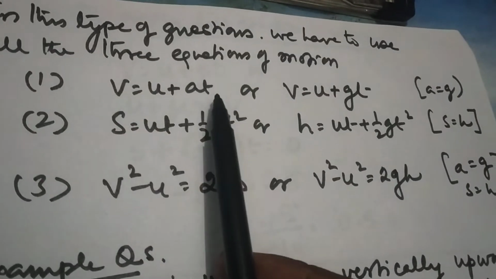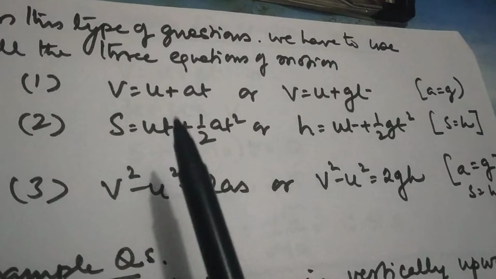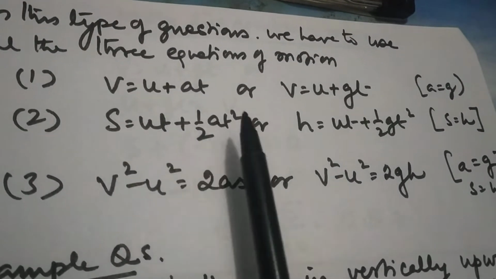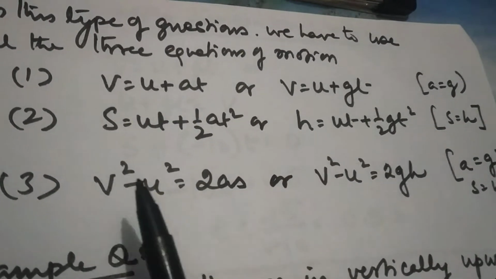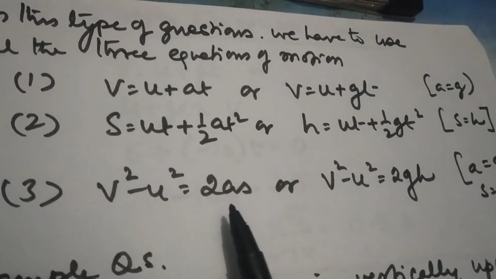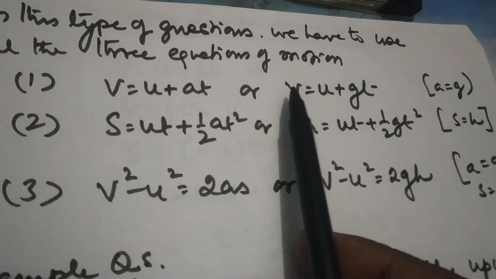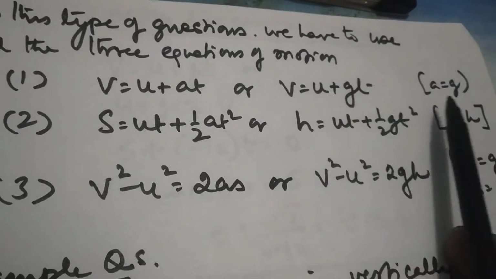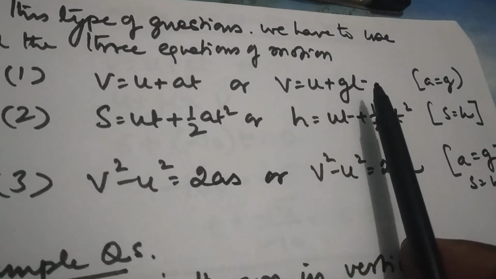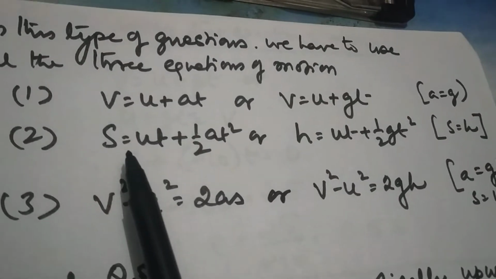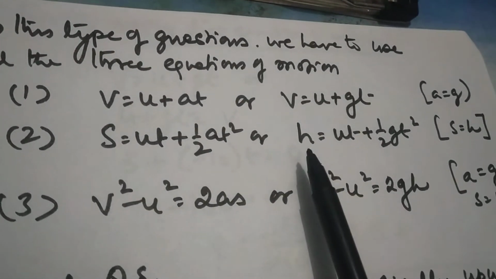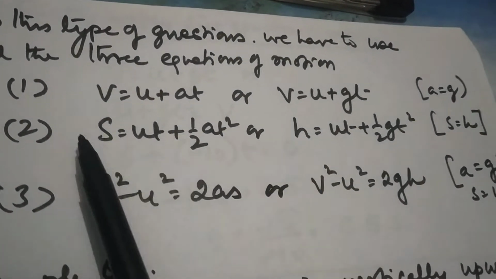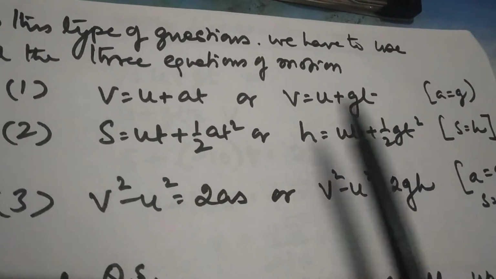v is equal to u plus at. The second equation of motion, s is equal to ut plus half at square. And the third is v square minus u square is equal to 2as. v will remain the same, u also the same. In place of a you can take g. So the equation can be taken as v is equal to u plus gt also. Here s can be replaced with the height because it is now a vertical height. So you can use this formula also.